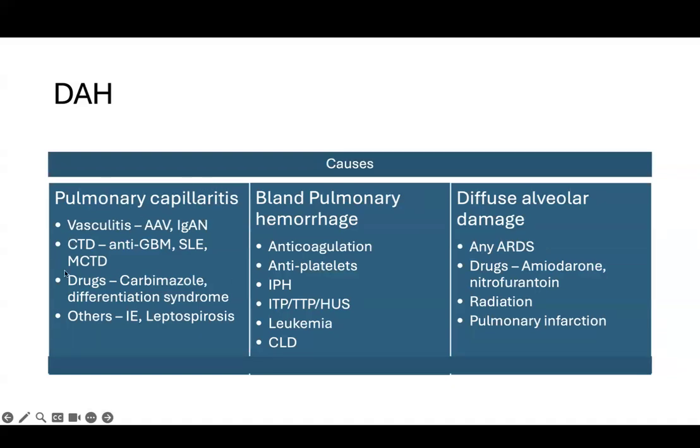And when you have capillaritis, you have a myriad of causes. One would be, like I said, vasculitis, including IgA nephropathy, CTDs, any sort of CTD, SLE, rheumatoid arthritis, systemic sclerosis, MCTD, all of them can present with capillaritis and DH. Drugs like carbimazole and differentiation syndrome when you give ATRA, or infections like leptospirosis and infective endocarditis.